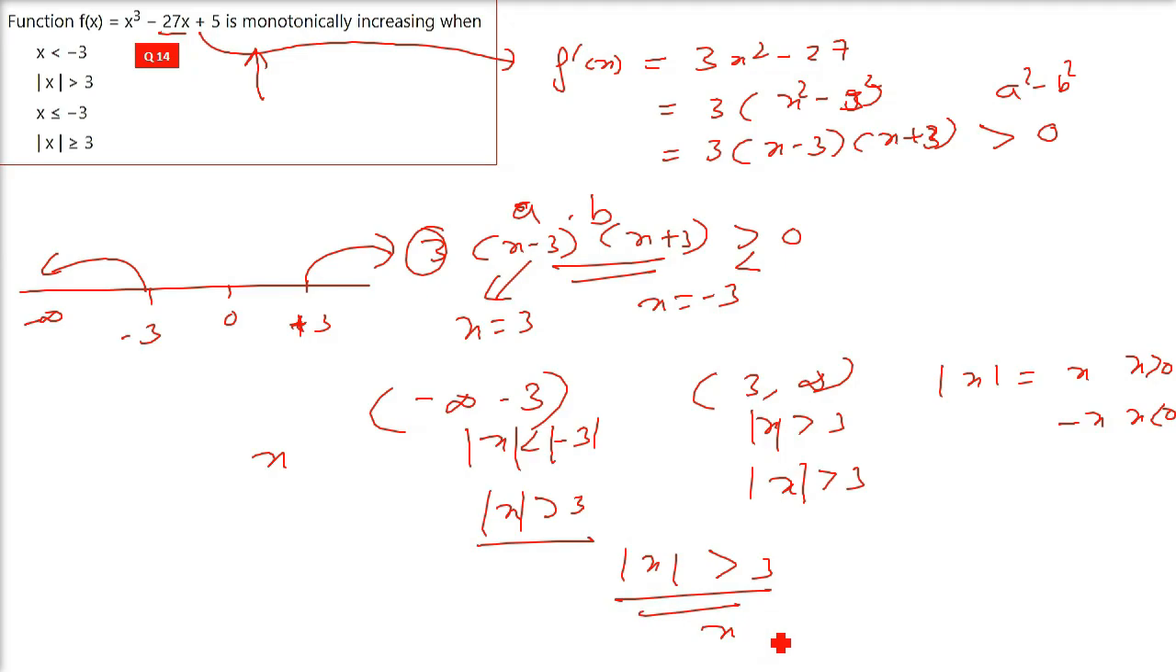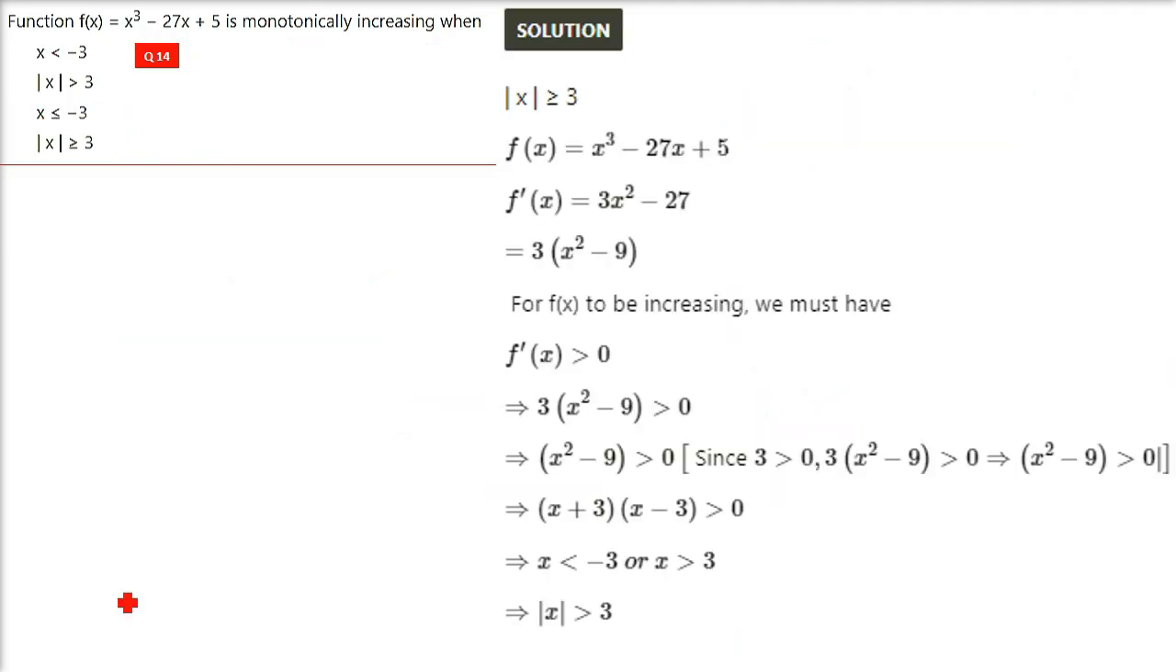There are four options here. x is less than minus 3 is the solution. x less than or equal to minus 3 is not. Mod x is greater than 3 is the solution. It's not greater than or equal to 3. Second option may be chosen. Fourth option should be chosen. So it is monotonically increasing, that is why it is greater than.